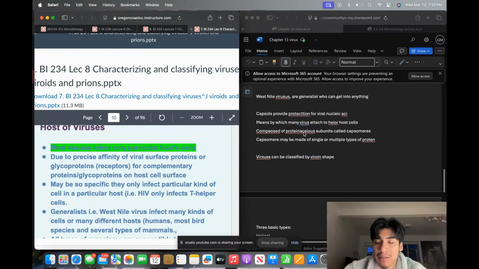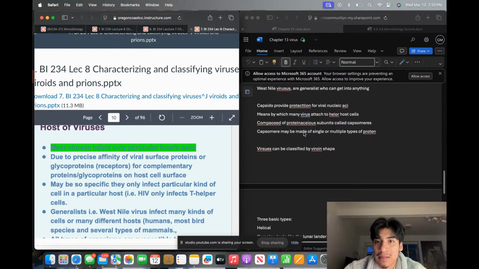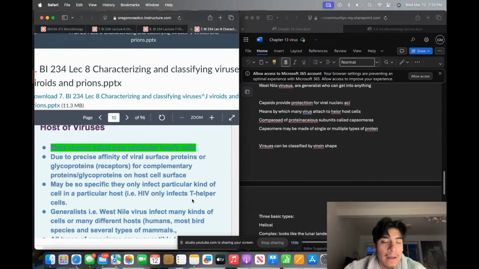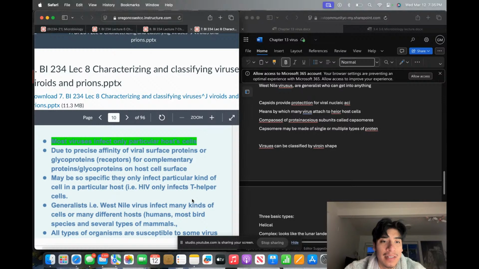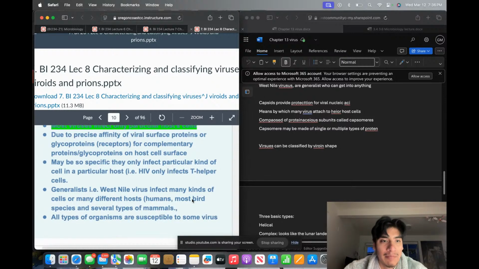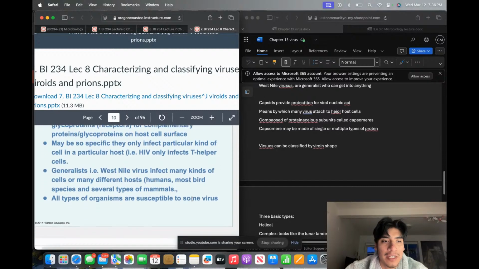This is due to the precise affinity of viral surface proteins and glycoproteins for complementary proteins and glycoproteins on the host cell. That's just because the receptors have to fit like a lock and key. Some are so specific they only infect a particular kind of host. So here we have HIV only affects T helper cells.